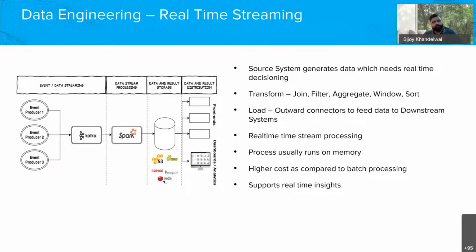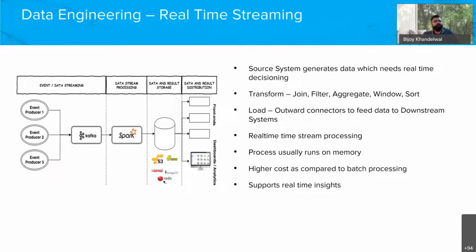You have an extract layer, you have a transformation layer, you have a storage layer, and then you have your downstream consumption systems who consume. So it's the same as batch processing. What changes? What changes is the technique to do that.